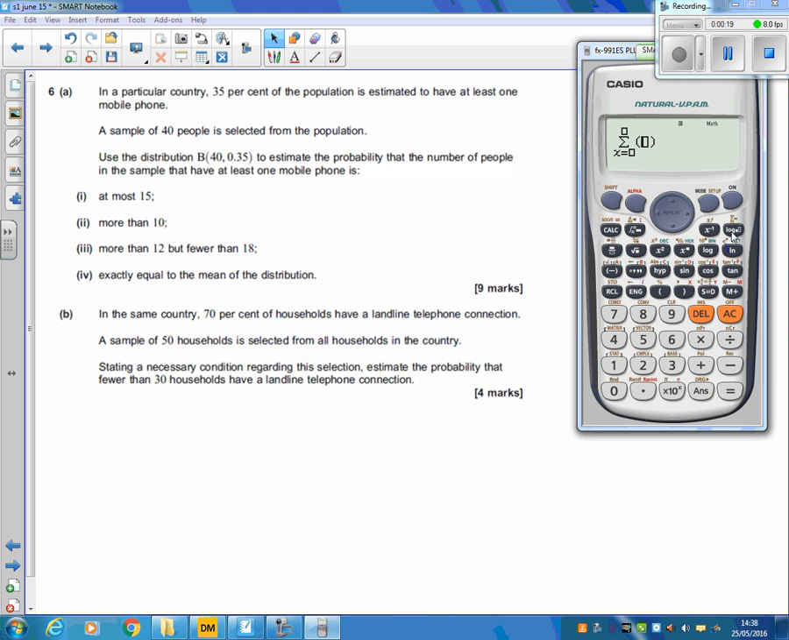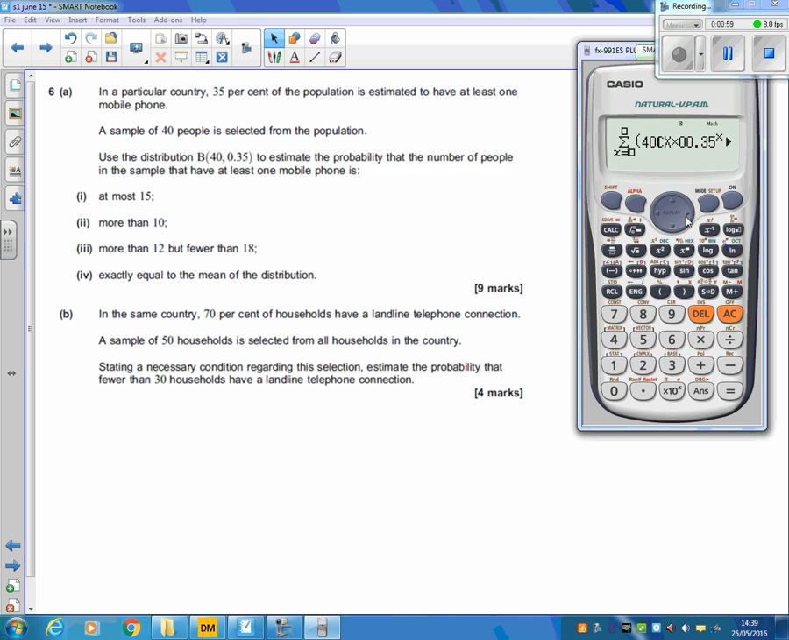We're going to add up our probabilities here, and our probabilities are always 40 choose x, times by the probability of actually having the phone, 0.35 to the power of x, and the rest of them is 0.65, and that's to the power of the rest of them, so that's 40 minus x. The only thing that we've now got to think about is between what and what.